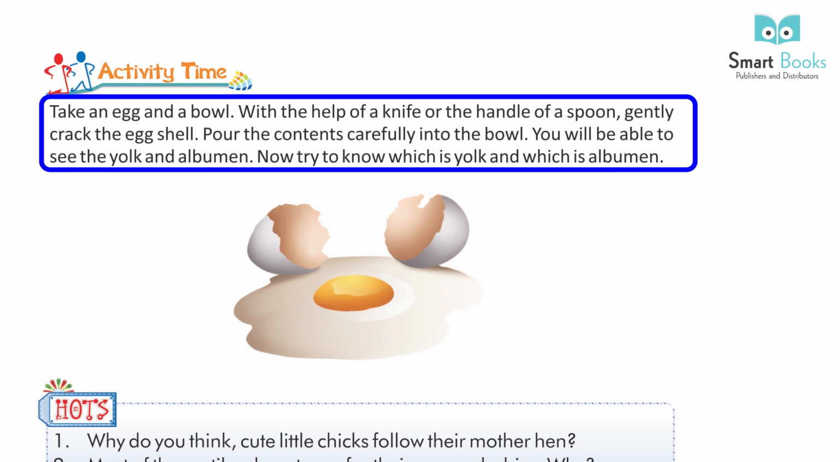Activity time. Take an egg and a bowl with the help of a knife and the handle of a spoon. Gently crack the eggshell. Pour the content carefully into the bowl. You will be able to see the yolk and albumin. Now try to know which is yolk and which is albumin.